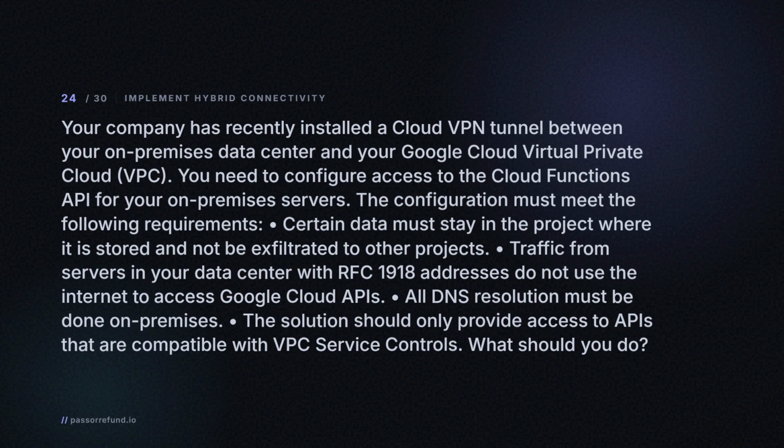One, some data absolutely has to stay in its original project and nowhere else. Two, traffic coming from servers in your data center with those RFC 1918 addresses shouldn't hit the internet to get to Google Cloud APIs. Three, all DNS lookups need to be done right there on premises. And finally, the solution should only give access to APIs that work with VPC Service Controls. What's the plan?